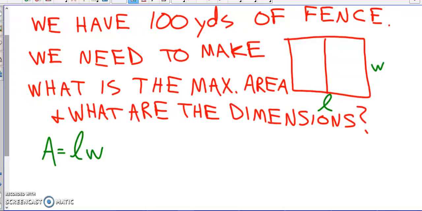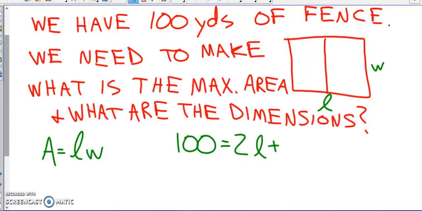Now, as it sits right now, length times width, I really can't figure out how to maximize that. But what I can do is set up another equation that involves the amount of fence. So I've got 100 yards of fence, right? So I need to figure out how that's going to be distributed amongst the lengths and the widths. How many lengths would I need to make out of this fence? 2, right? 2 lengths.